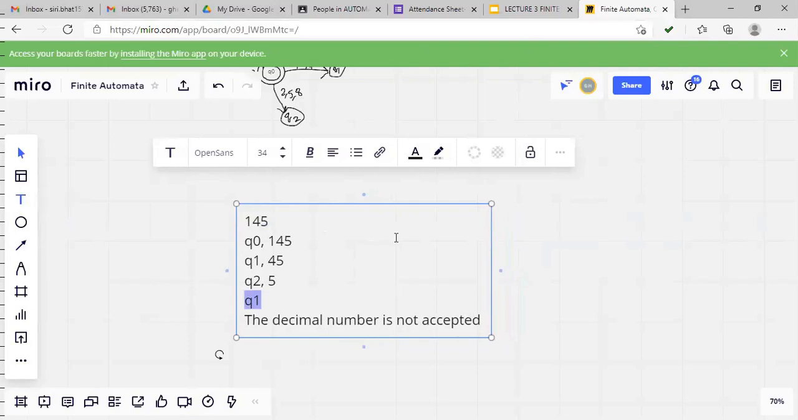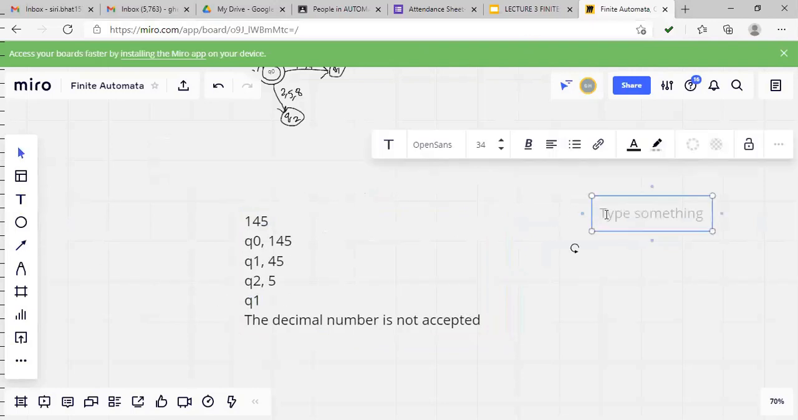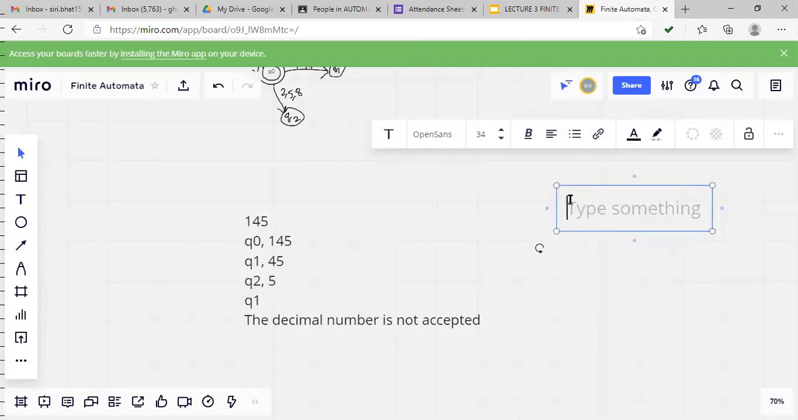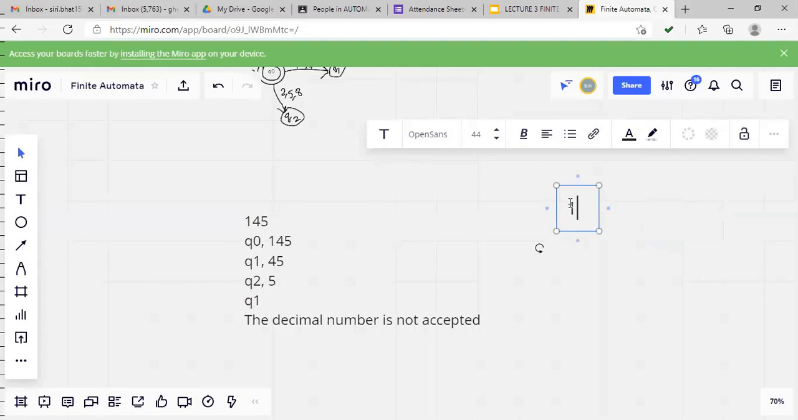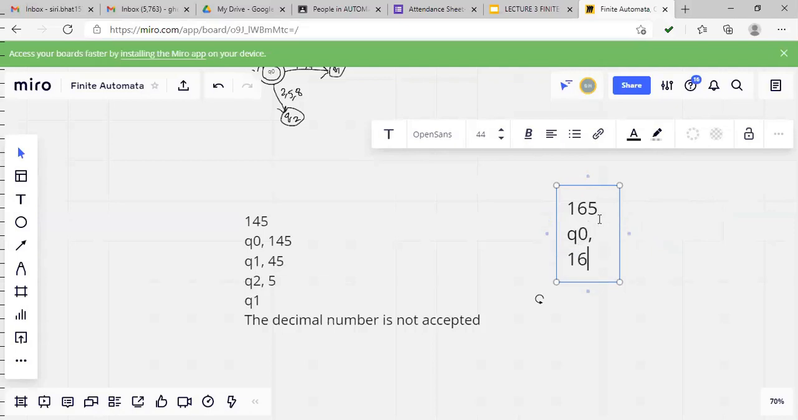Okay, so here one example you have to give which says the number is not accepted. Similarly, you have to give another example which says the number is divisible. Okay, so what example will we take? We'll take 165, whether this is divisible. Okay, so start again with Q0, 165.